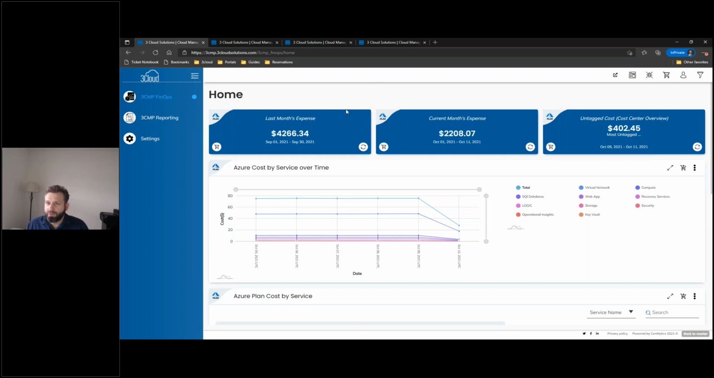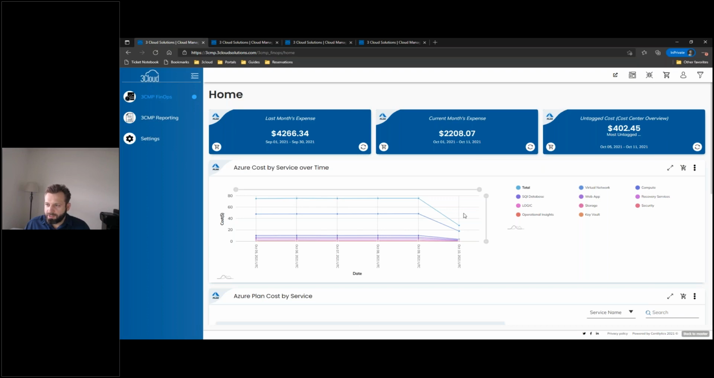All right, so this is our custom cloud management platform. We call it 3CMP. This is the homepage for it. Again, this is just a sandbox environment that we have, and this is the landing page. So last month's expense, current month, and then this untagged cost is going to be a theme that we'll go through in this tool. The reason we call that out right at the beginning of the homepage is because your reporting is only as good as how well your environment is tagged. So right here we can see that $400 out of the $2,200 we have in here is untagged, and we'll drill down into that a little bit more after this.